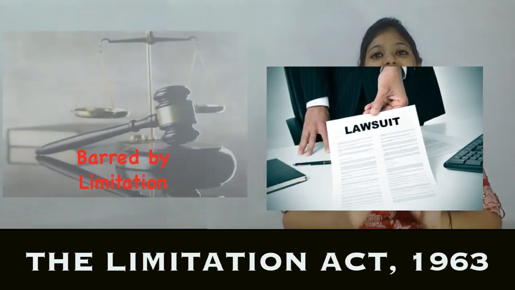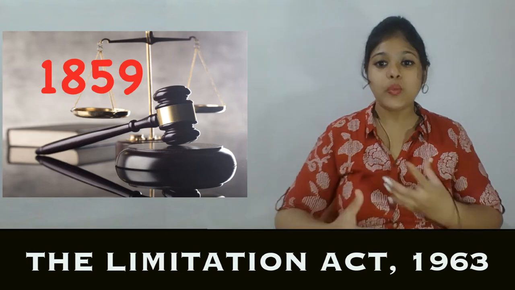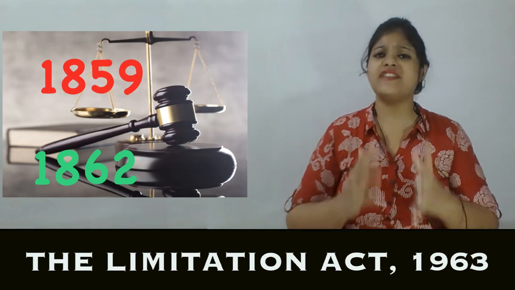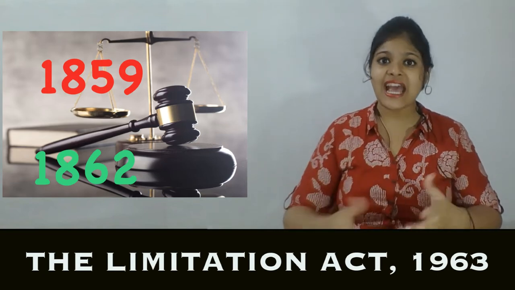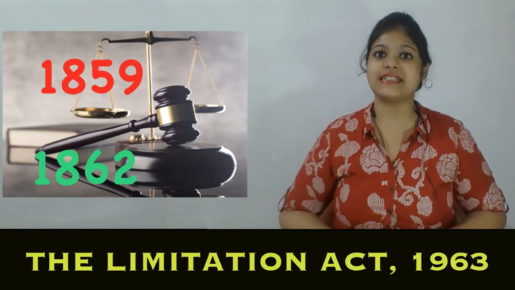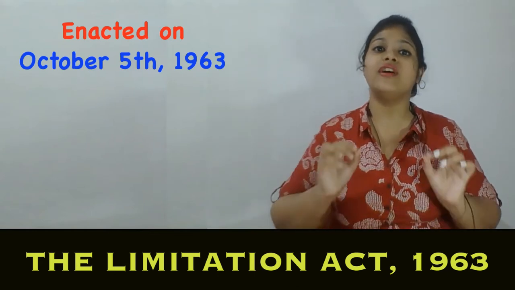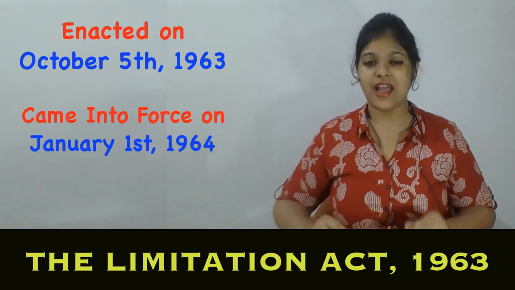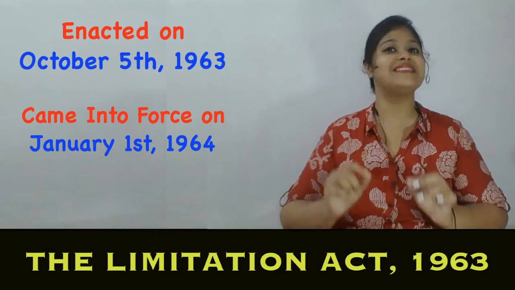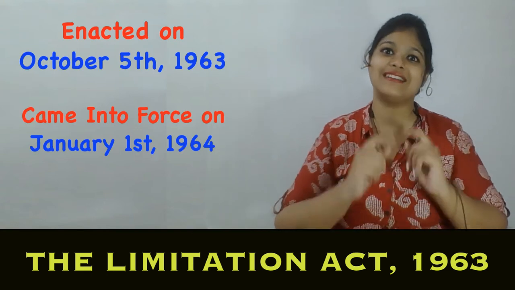The first limitation law came into force in 1859 and it was into operation in 1862. There were various developments on this Limitation Act and now it has its form as the Limitation Act 1963, which was enacted on the 5th of October 1963 and it came into force on the 1st of January 1964. However, it was named the Limitation Act 1963 and not 64 in subsection 1 of section 1 under this Act.